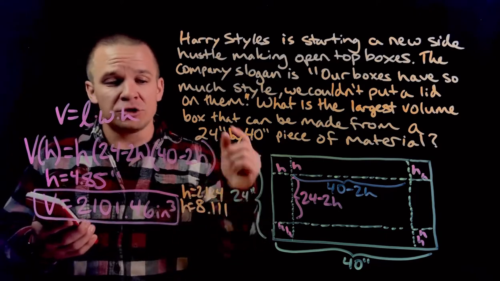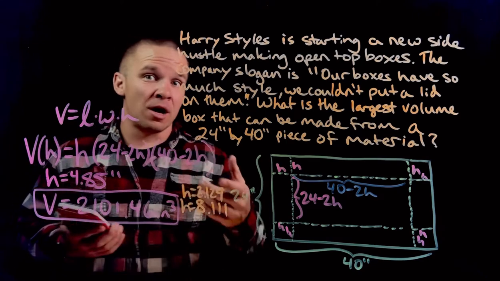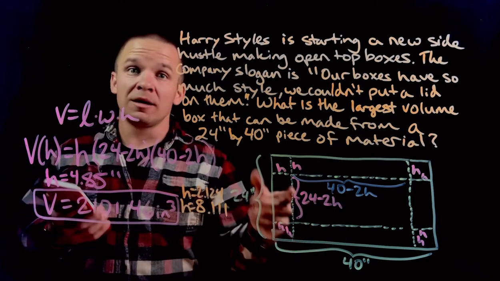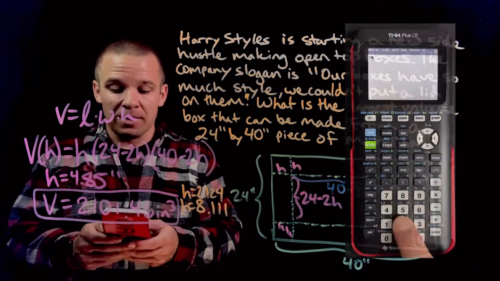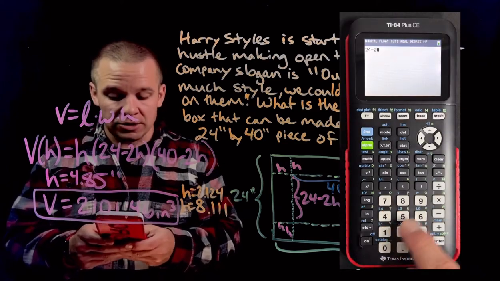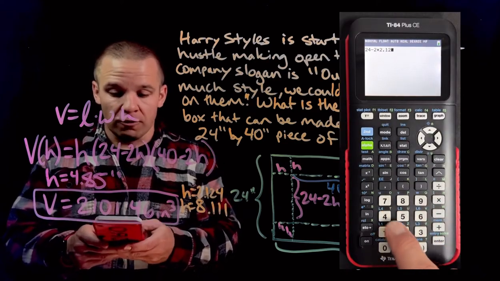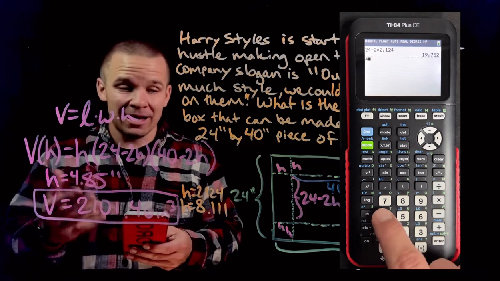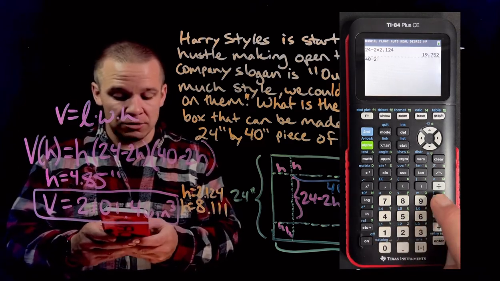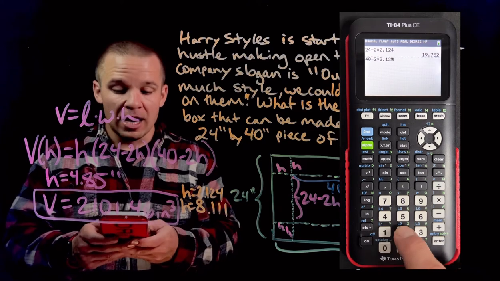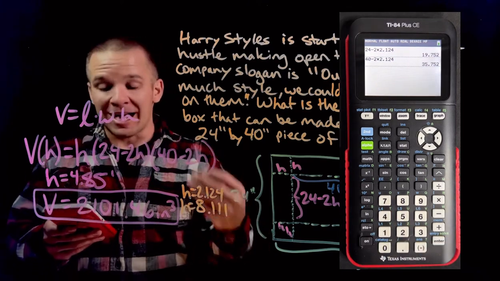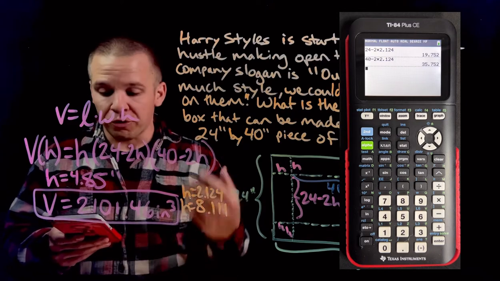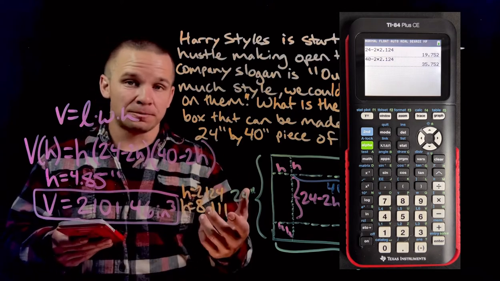So if I have a height of 2.124, I can get my other two dimensions by plugging it in here. Let's do that. I'm going to clear out of my graph window, and I'm going to type in 24 minus 2 times 2.124. That will give me my length, and I'll do the same for 40 minus 2 times 2.124, and I'll get my other width. So I have a box that's 2.124 by 19.752 by 35.752.